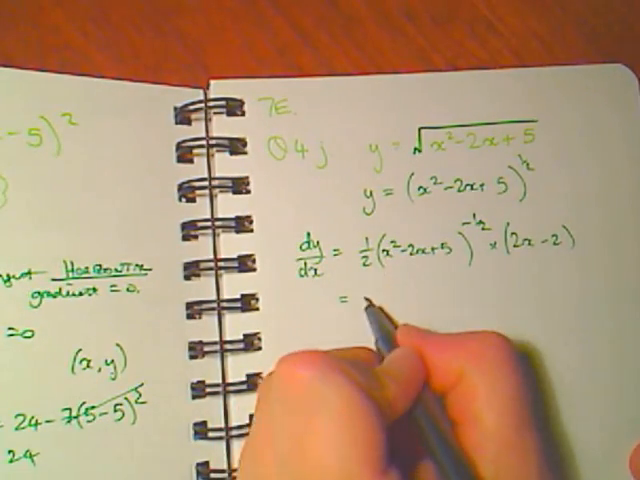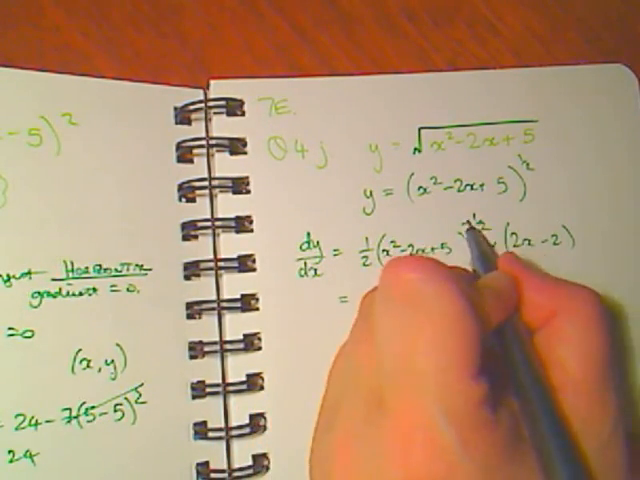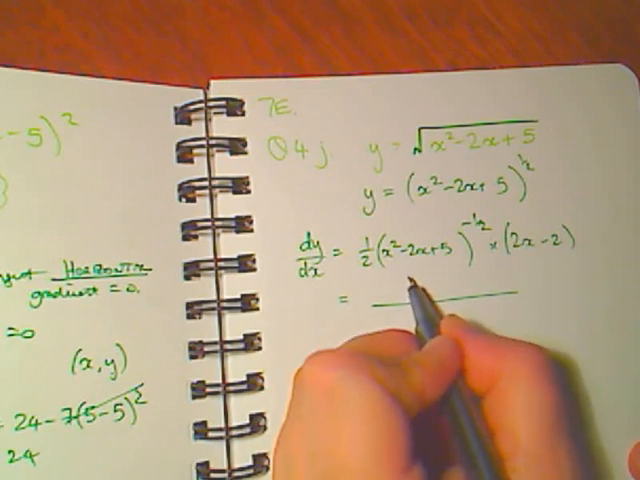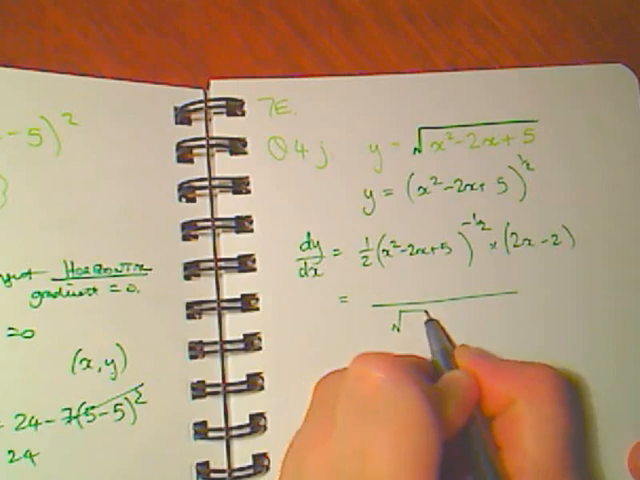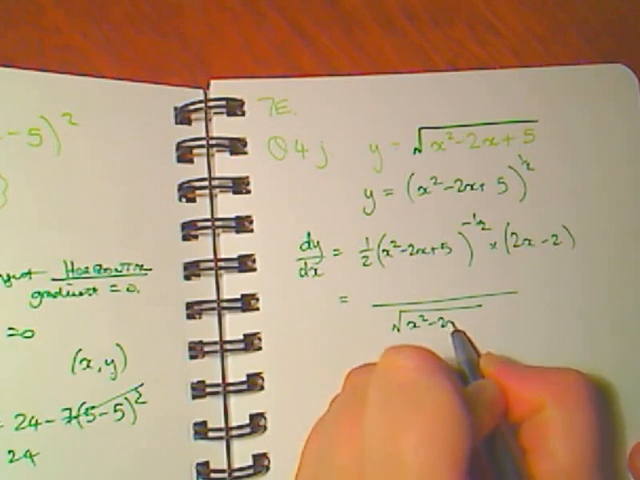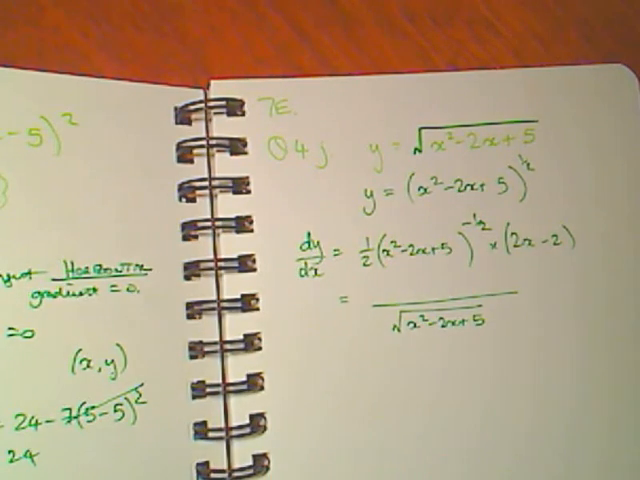Tidy this up where I can. So I've got a negative power there first, so I'm going to put that on the bottom, and it's a square root. So I've got the square root of x squared minus 2x plus 5. That's this bit taken care of.